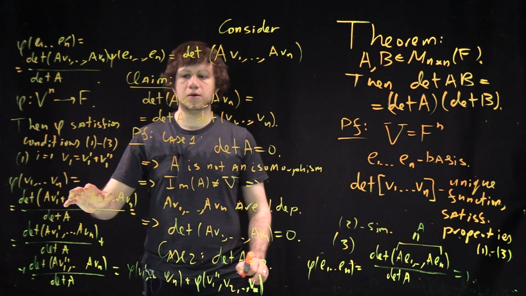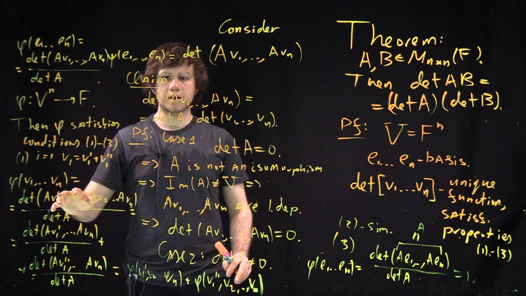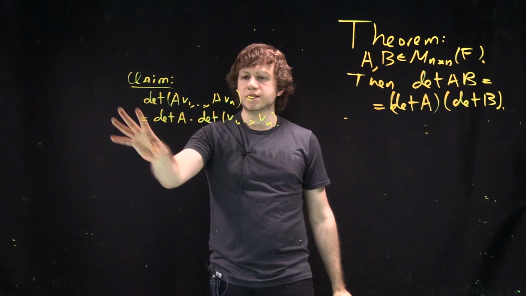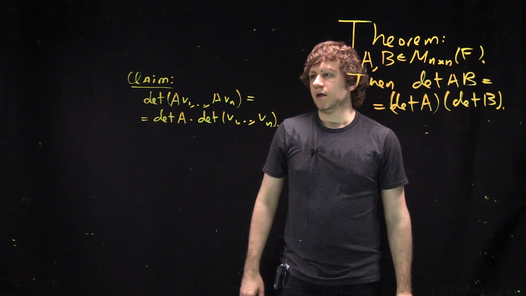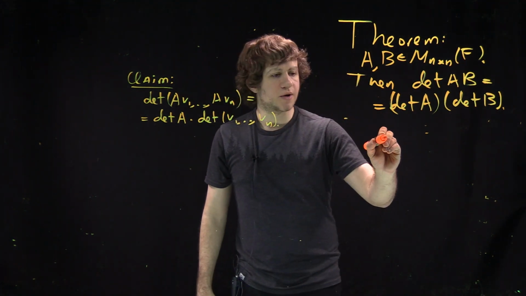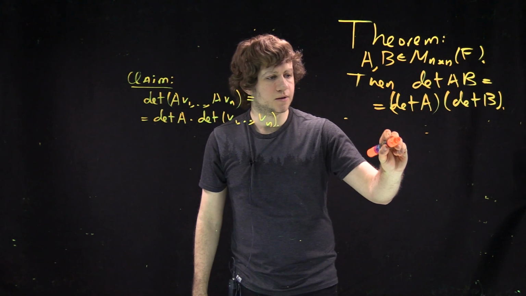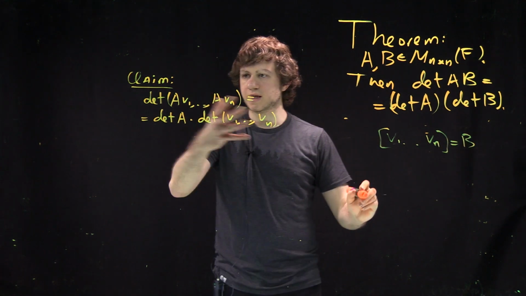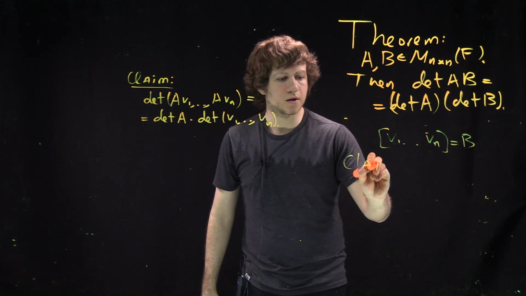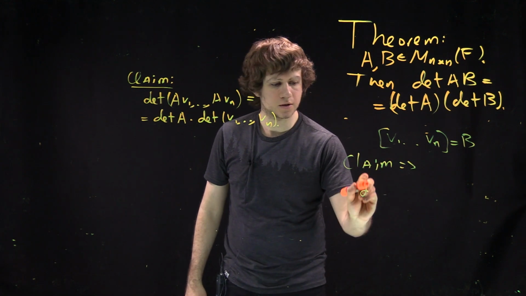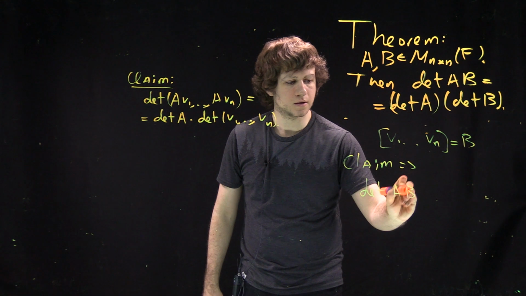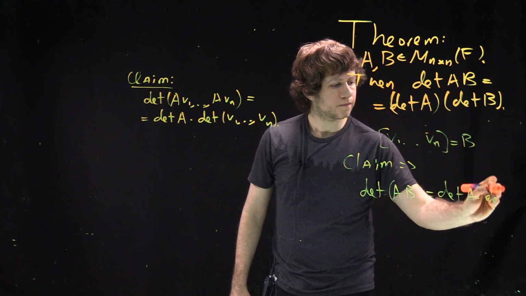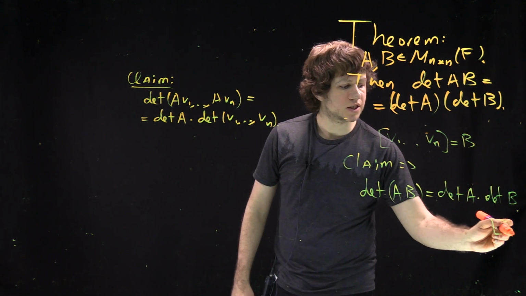So let me erase now probably everything except the claim, and then I will derive the theorem. Okay, we have shown that the claim holds, and this is basically it. If we denote the matrix V1, ..., Vn by B, then this claim implies that the determinant of A times B equals the determinant of A times the determinant of B. And that's it. So this is the proof.